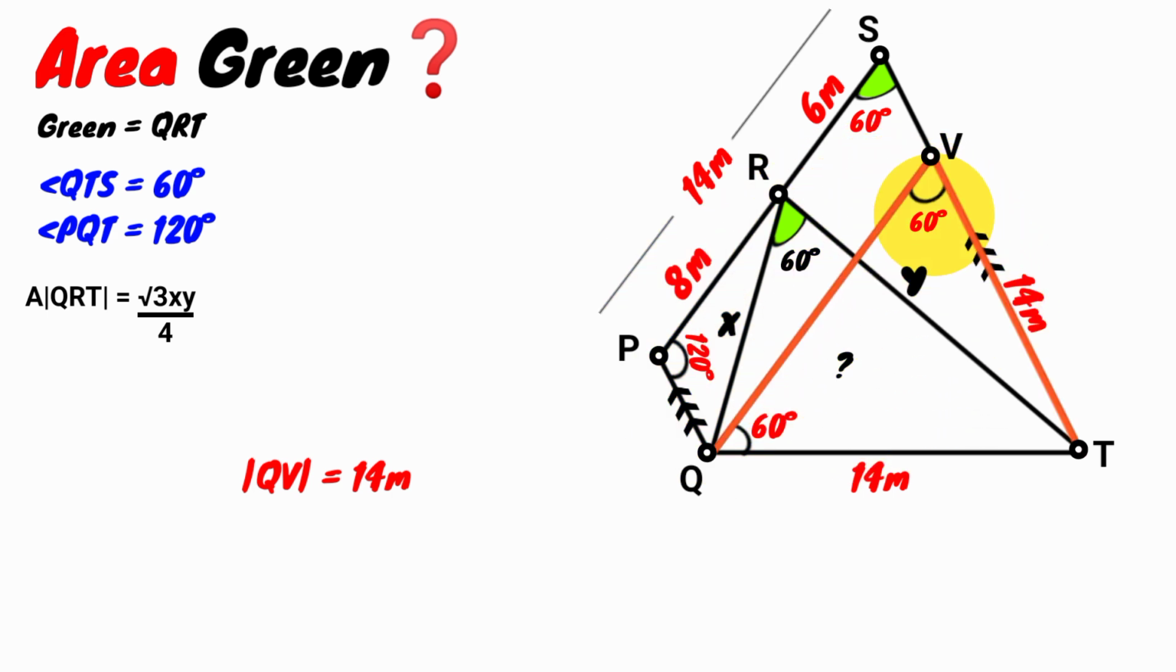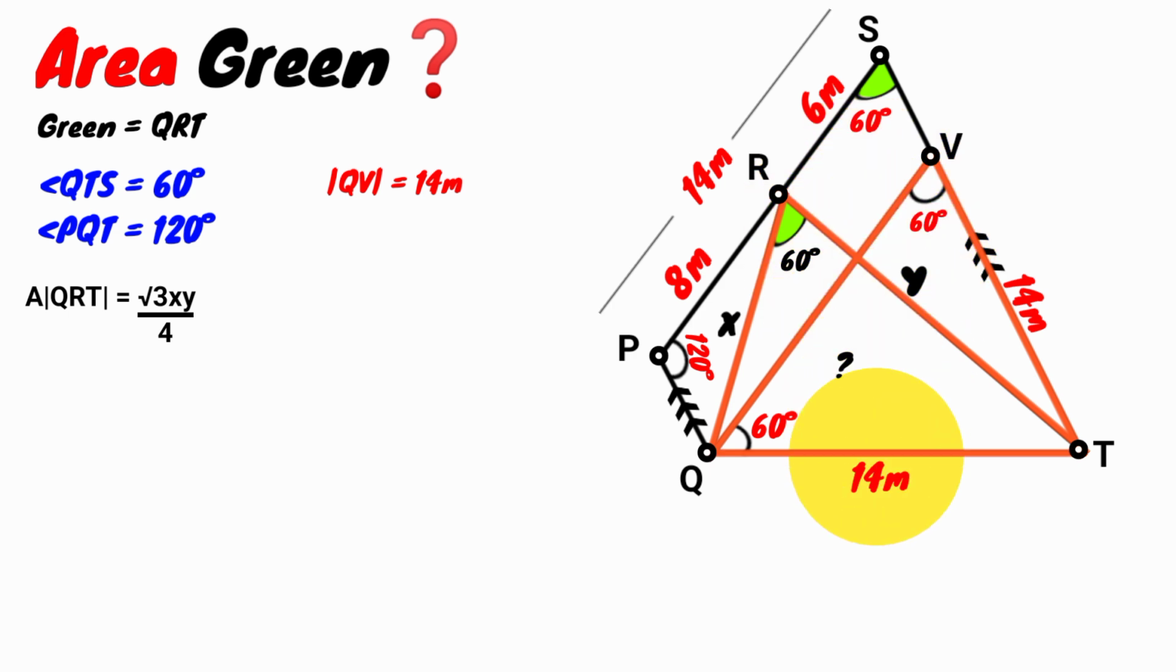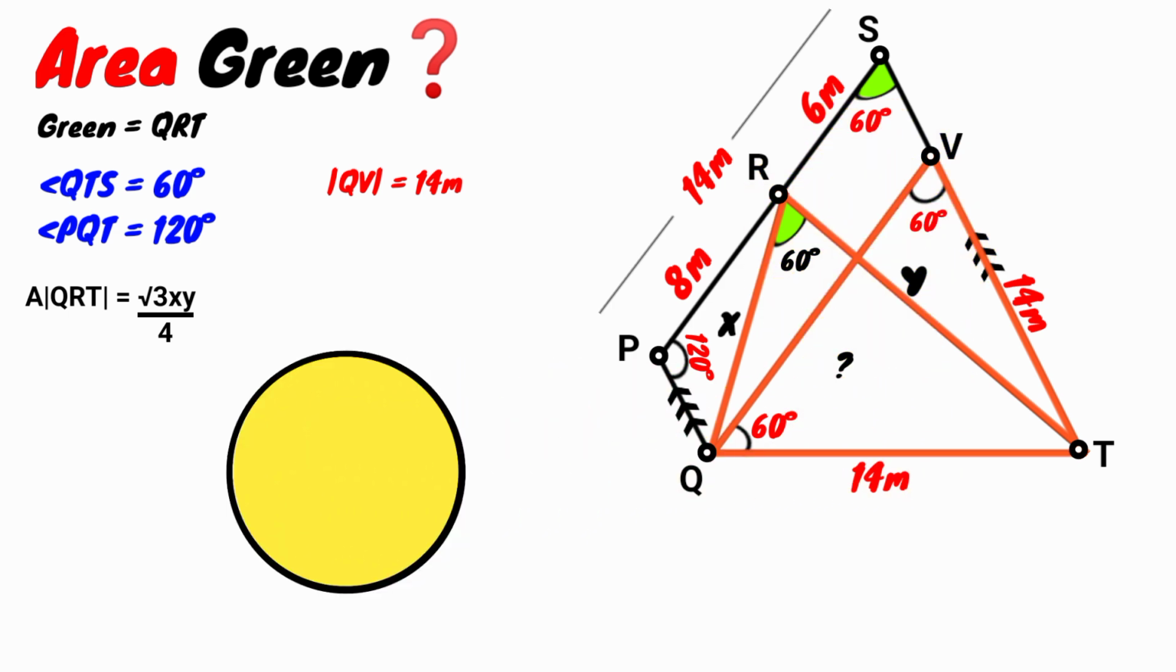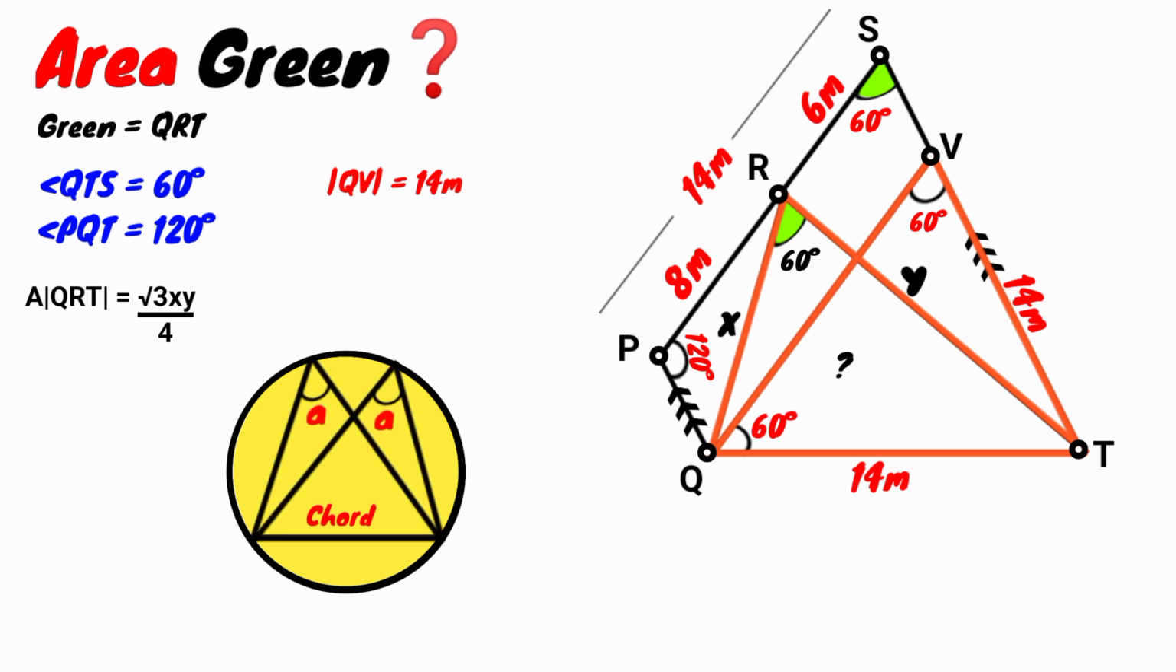Here we see this angle QVT and this QRT both have their sizes to be 60 degrees each. That is, they are congruent, and at the same time they are subtended by this same line QT. In a circle, we know that a chord subtends the same angle to any point on the circumference of the circle. So here, if we assume line QT to be a chord of the circle, if we draw out the circle, its circumference will definitely pass through this point R and this V.